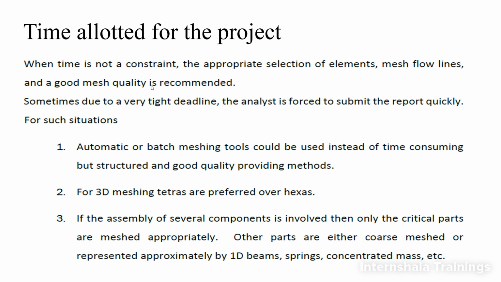So for every project there will be some time. Based on the time, you can use the automatic mesh generation tools, or otherwise you can also do manual meshing by setting up every mesh control, and you can check the mesh. Automatic or batch meshing tools could be used instead of time-consuming but structured, good quality methods. Then for 3D meshing, tetras are preferred over hexas. If you are going to use hexas, the solution time will be more. So if you want to reduce the time of the project, and you need not have a lot of concern over accuracy, you can go for the tetras.